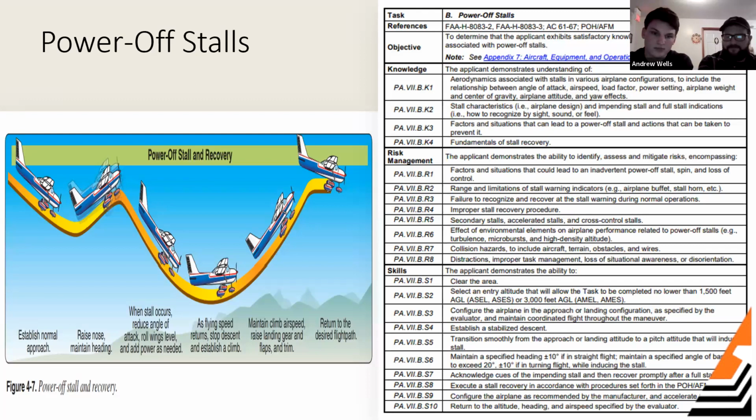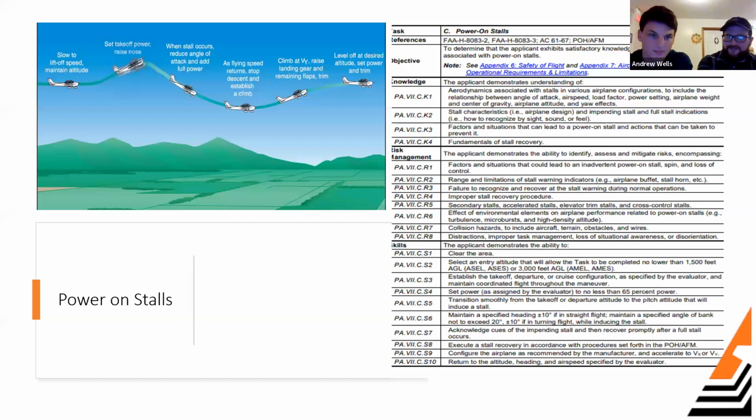Yeah. All right. And after that, power on stalls. Same basic principle, except now you're not in slow flight. Yep. Clear the area. Begin the maneuver no lower than 1,500 feet. And then you're going to get established in the takeoff configuration. So you're going to slow yourself down to approximately 55 knots, and then apply takeoff power. Some people do it with 65% power. I always go full power with it, because when you take off, you actually are going to be doing full power.